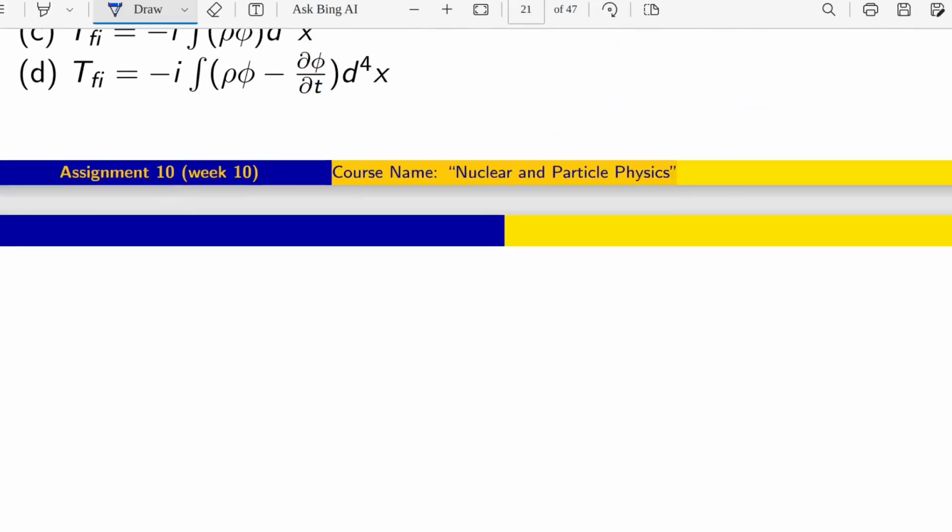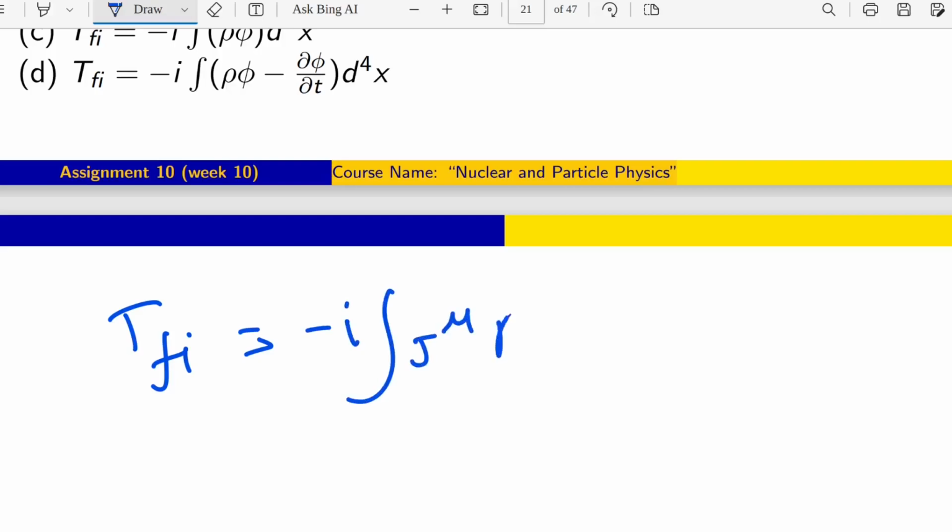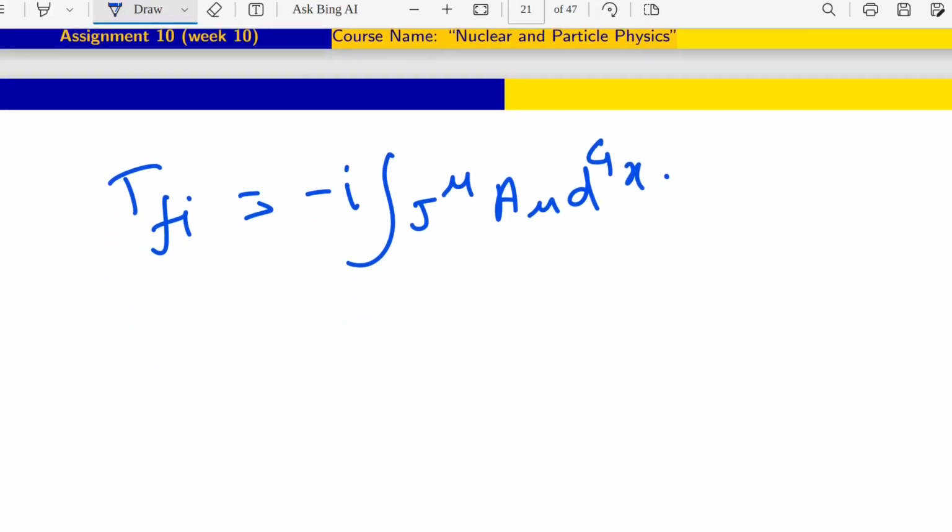So Dr. Pavlos has already mentioned what the expression for the transition amplitude T F I will be. TFI is nothing but minus i integration J mu A mu d4x. Okay. So now what is A mu here?